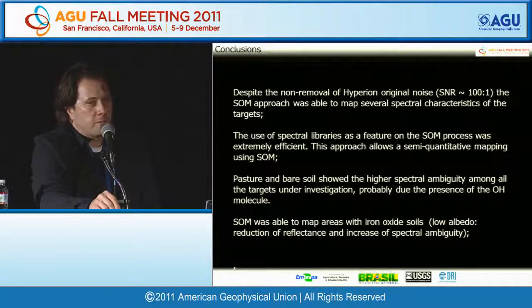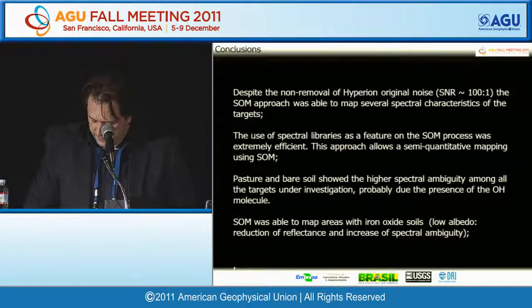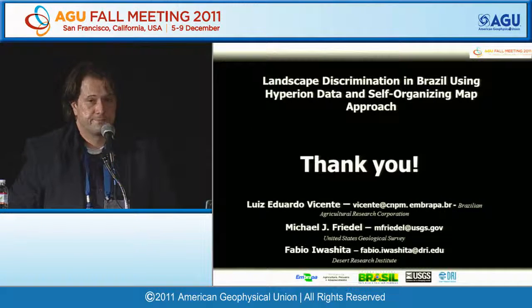In this case, we don't need to extract the shadow fraction from the image, and even so we can identify it. We know about the presence of oxide soil, but we don't know where exactly. And until the SOM approach, we didn't have validation. Okay. Thank you very much.